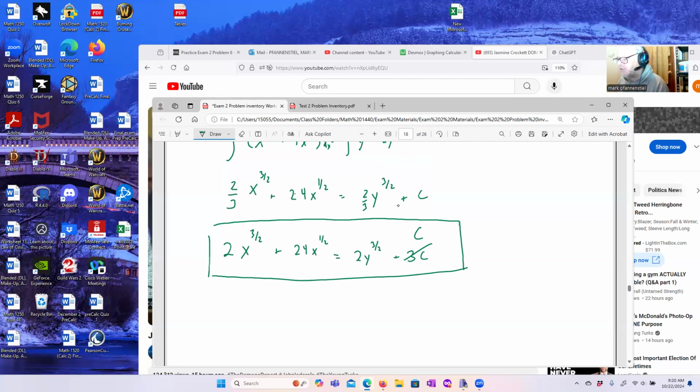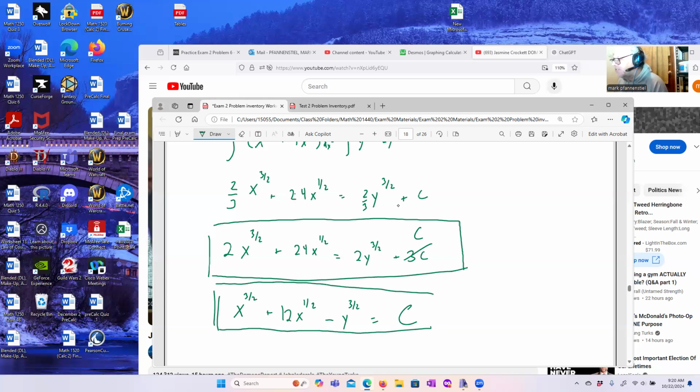I guess we can divide everybody by 2 and do this. We have x to the 3/2 plus 12x to the 1/2 minus y to the 3/2. I just pulled the minus on the other side, divided by 2. Again, c divided by 2 is still c, so there we go. And sometimes in differential equations, you want to write it in terms of c. Sometimes you want to write it in terms of y. Since writing it in terms of y is going to be kind of ugly because it's going to be a whole thing raised to the 2/3 power, we're going to set everything equal to c. So we have our nice, easy differential equation sitting like this. Okay, this is our solution.